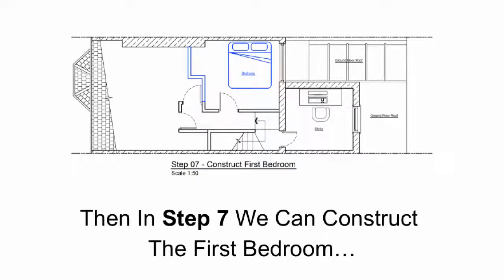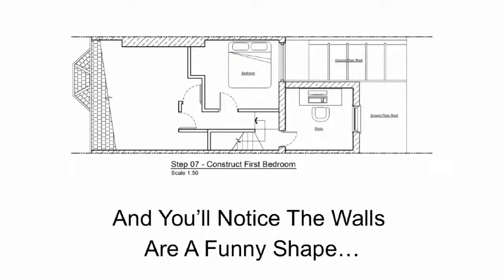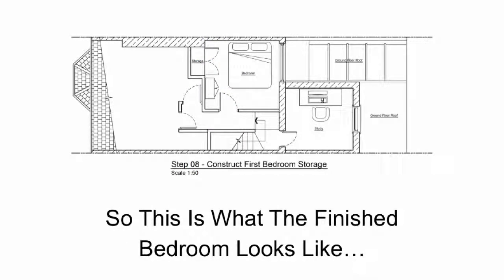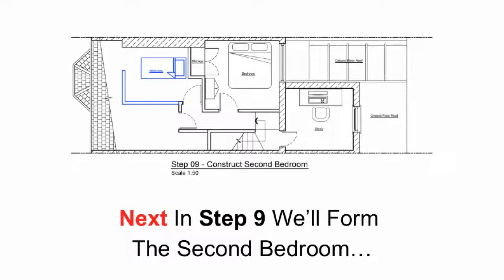Then in step 7 we can construct the first bedroom, and you'll notice the walls are a funny shape. That's because in step 8 we will use these spaces for storage. So this is what the finished bedroom looks like. Next, in step 9 we'll form the second bedroom.